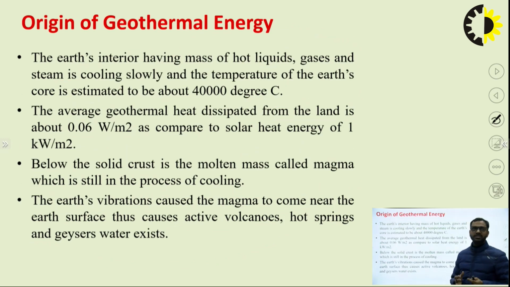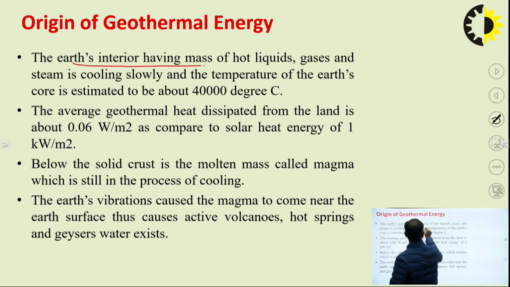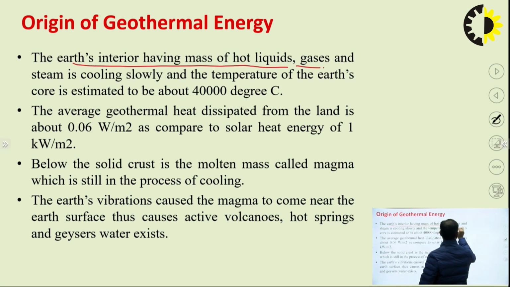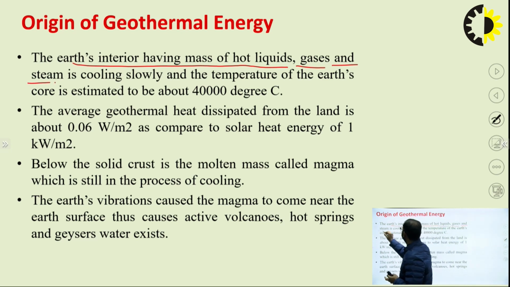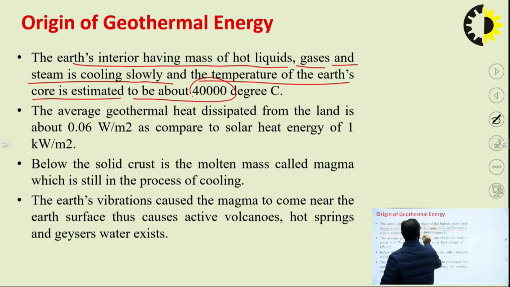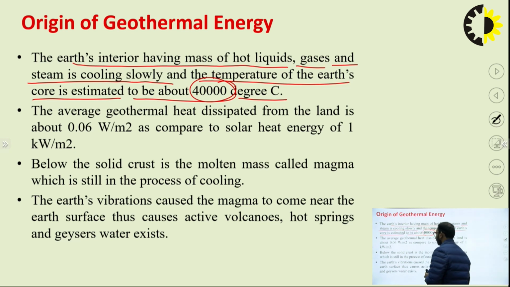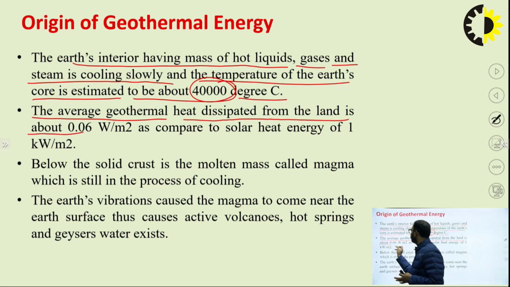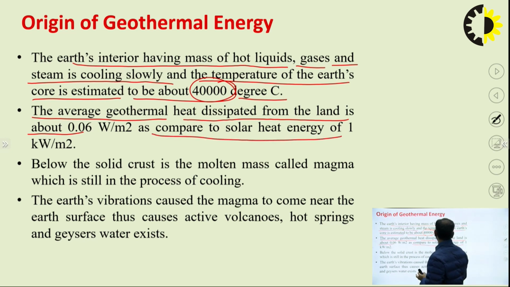Then what is the origin of geothermal energy? So basically the earth's interior having a mass of hot liquids, gases and steam is cooling slowly, and the temperature of the earth's core is estimated to be about 4,000 degrees Celsius. Then the average geothermal heat dissipated from the land is about 0.06 watt per meter square, as compared to solar heat energy of 1 kilowatt per meter square.